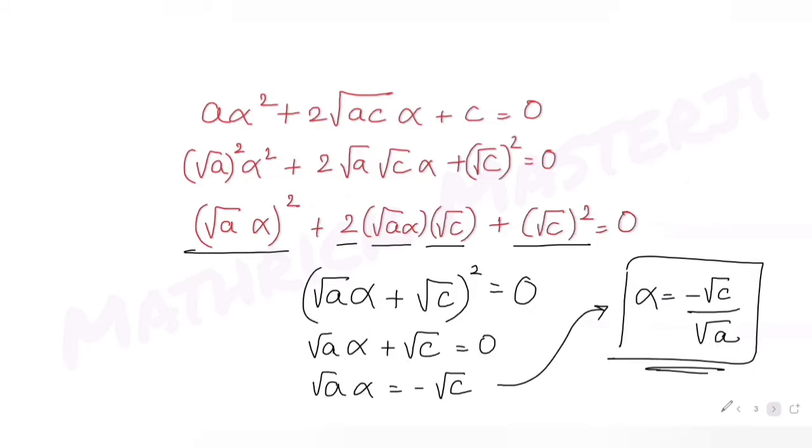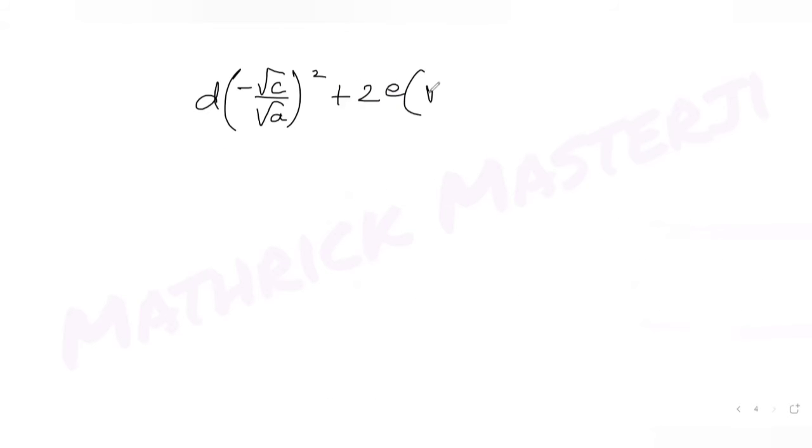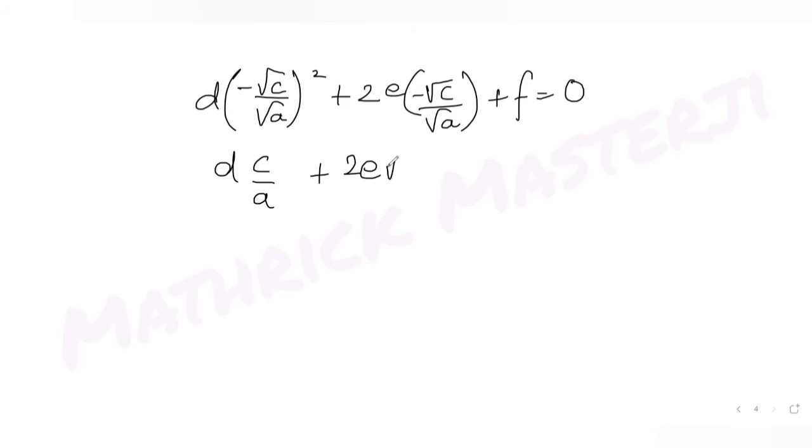plus 2e alpha, so e and alpha is minus root c over root a, plus f equals 0. So from here you get d c over a plus 2e root c over root a, but minus sign is multiplied with plus, that gives me minus plus f equals 0.